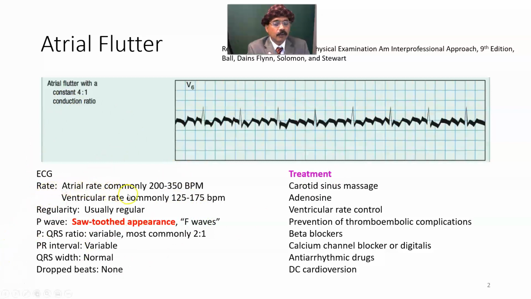Atrial rate is commonly 200 to 350 beats per minute. Ventricular rate is usually 125 to 175 beats per minute. Regularity is usually regular. We are saying here regular.